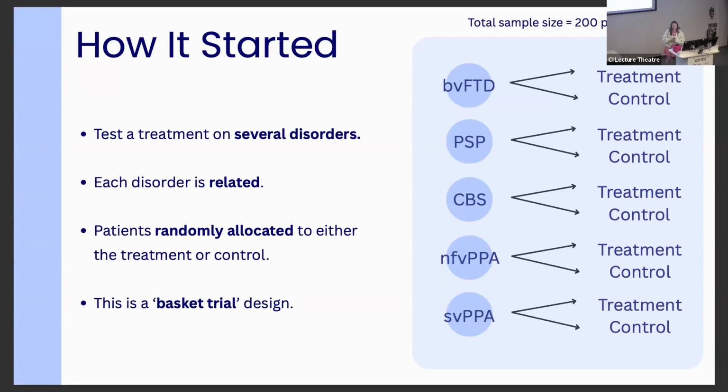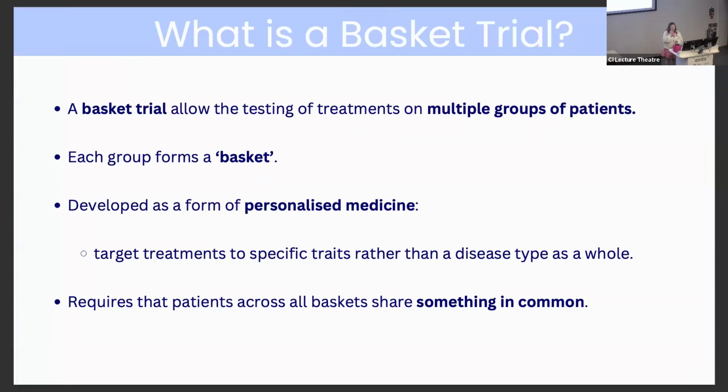Now, because all of these subgroups are related through the common symptoms, this is what we refer to as a basket design. And if you know me, you know I talk a lot about these designs. So what does it involve? It's a basket trial. You test a treatment on multiple groups of patients simultaneously, each group of patients forming what we call a basket. And a requirement is that patients across all baskets share some common trait. In the oncology setting, this is typically a genetic mutation, but in our setting, it's the common behavioral symptoms.